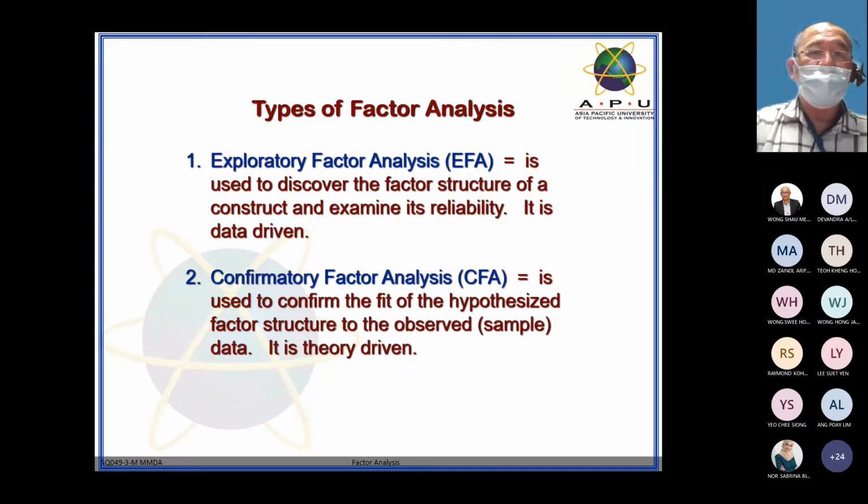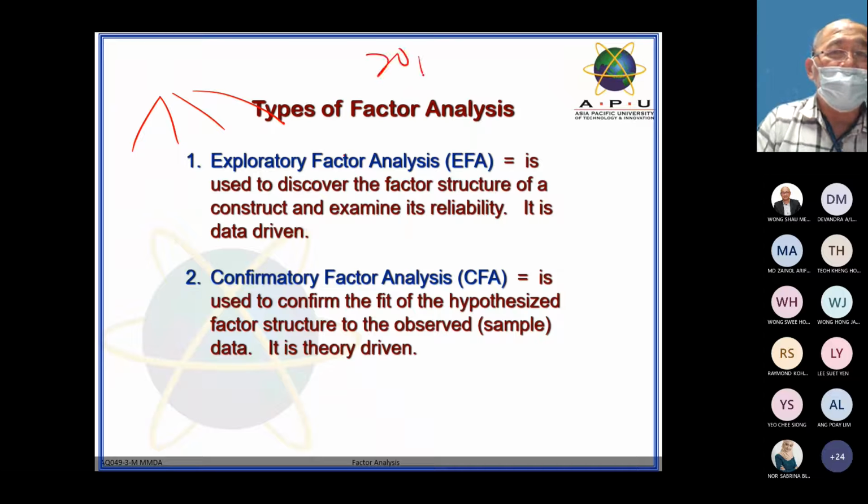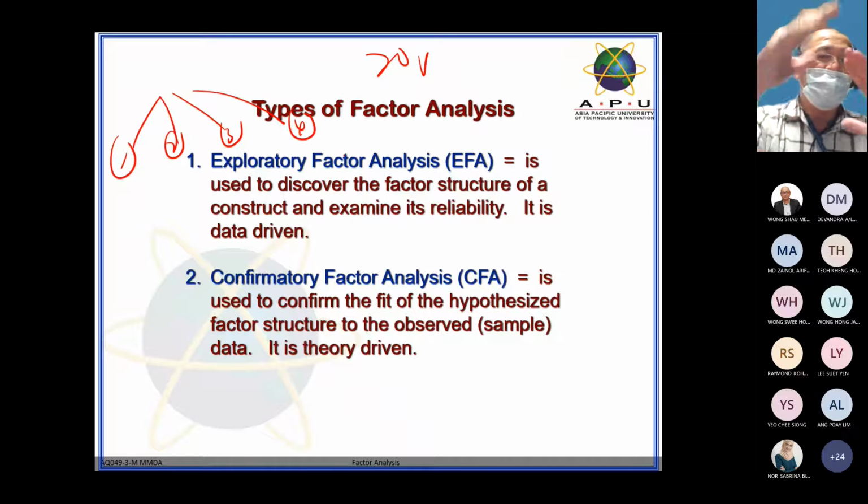So you see, you got two types of factor analysis: EFA and also CFA. EFA is used to discover the factor structure of a construct and examine its reliability. As I mentioned, you will see this is a factor structure. You got 20 variables, you make it become only 4: factor 1, factor 2, factor 3, factor 4. It's more structured compared to just mentioning the 20 variables.